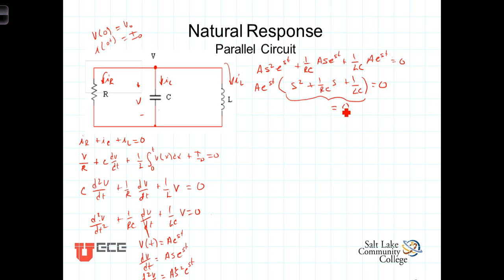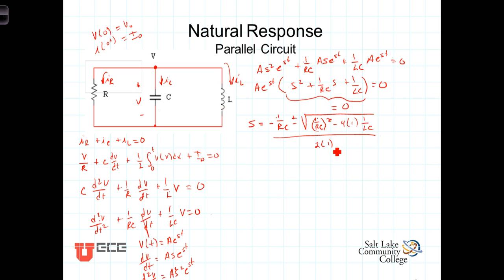To do that, we'll use the quadratic formula. It says then that s is equal to negative b, which is negative 1 over RC, plus or minus the square root of b squared, 1 over RC squared, minus 4 times a, which is 1, times c, which is 1 over LC, all divided by 2 times a, but again a is just 1.